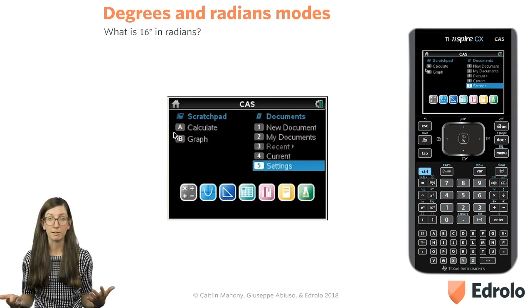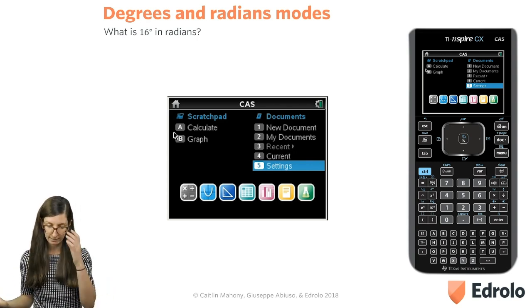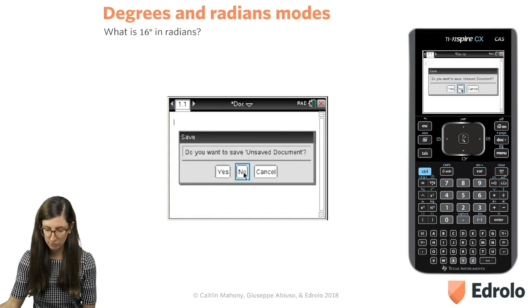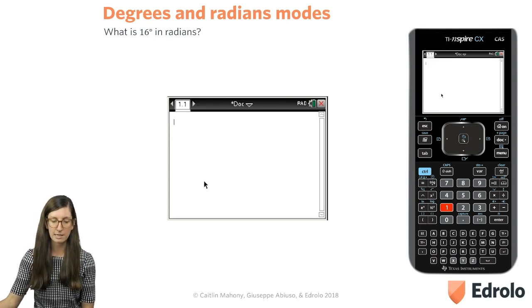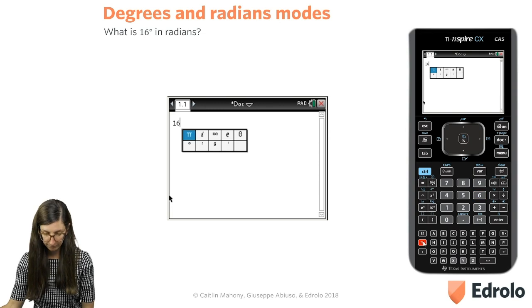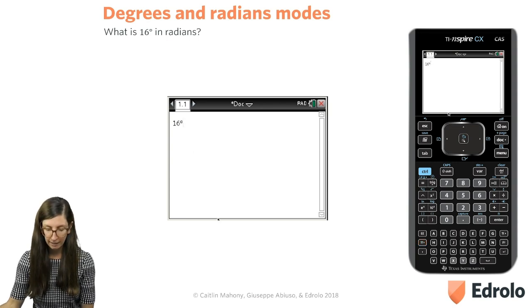So now that it's in radian mode, we can answer this question. What is 16 degrees in radians? So let's go to a new doc. We will not save doc. Add a calculator. Okay, 16 degrees in radians. So we type in 16 degrees. 16, we find degrees in the pi button. Here you can see the options. The option that we want is this little degree sign. And then we press enter.